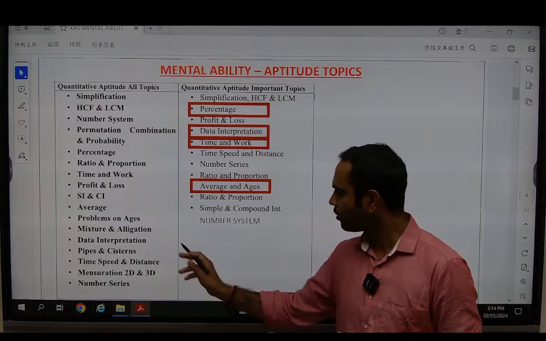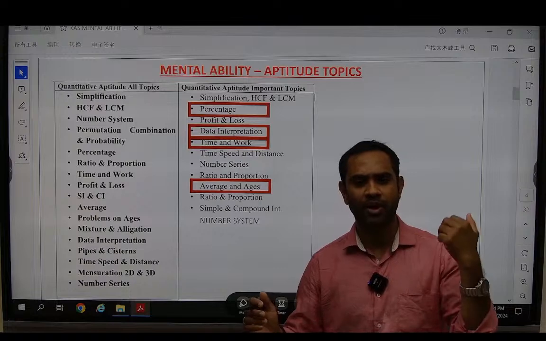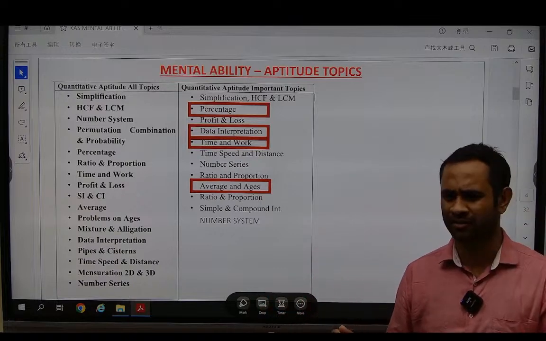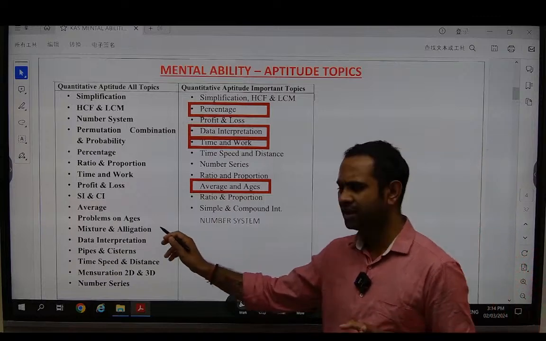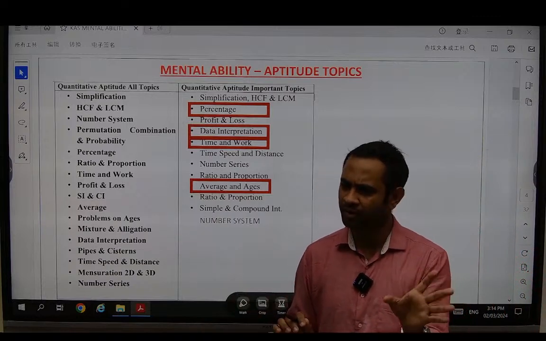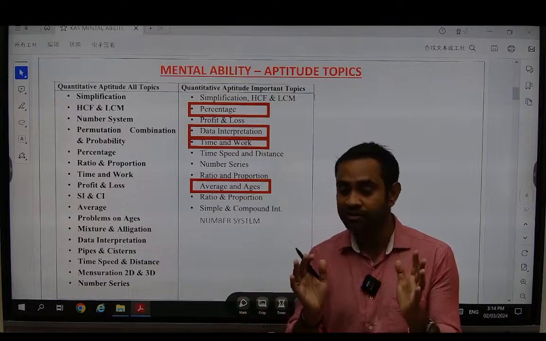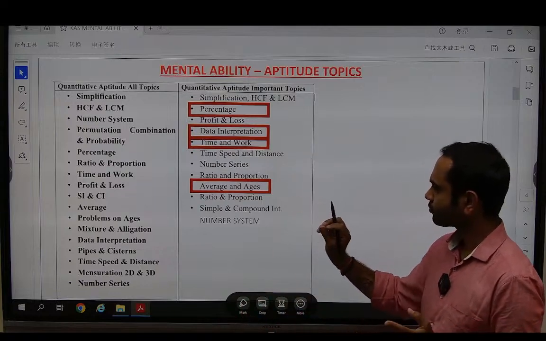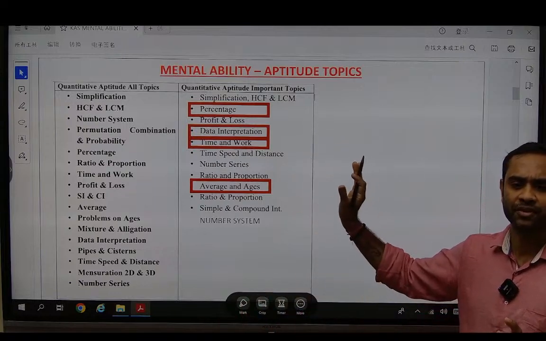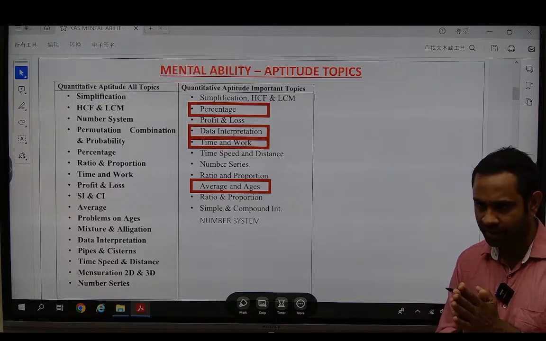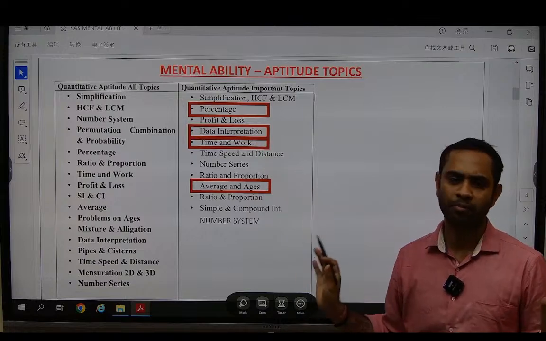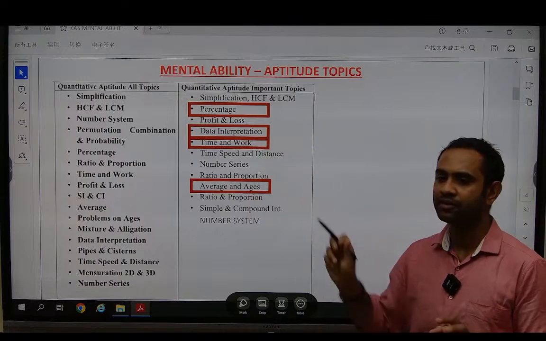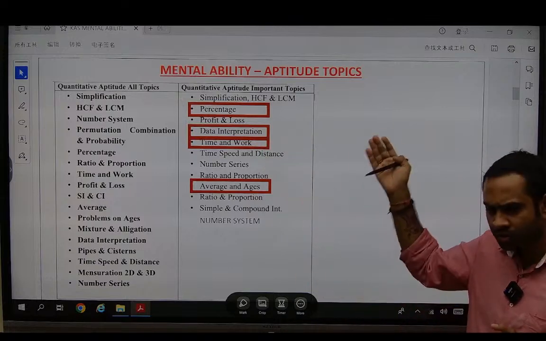If you analyze 4 years of papers of any examination, forget about KAS, any exam you take like UPSC, SSC, for a topic like mixture and alligation, hardly one question will be there. That's the reason I have picked some topics which are important, and first we will cover those. Now percentage. If you don't know percentage, you cannot learn profit and loss. If you don't know percentage, you cannot do data interpretation. So all those things we will be able to see today.